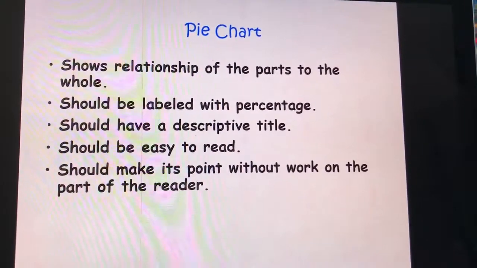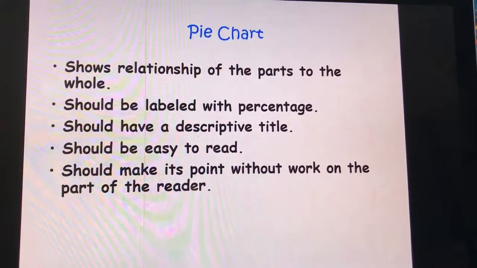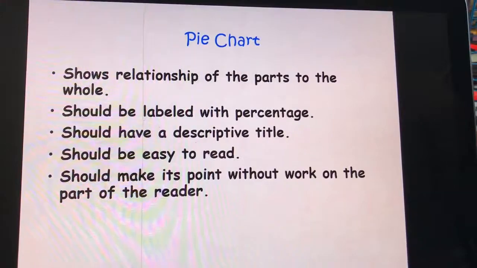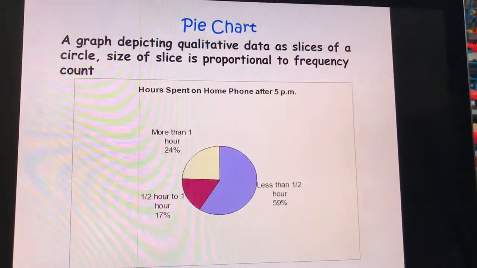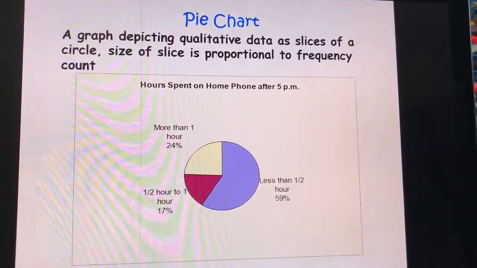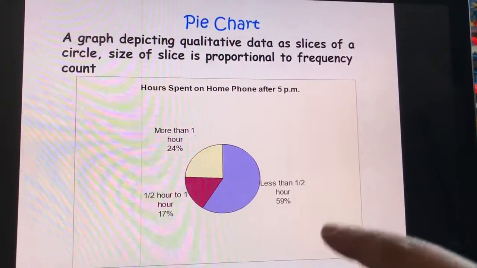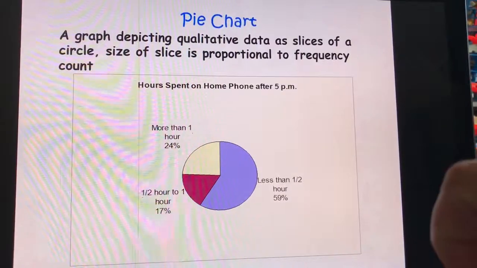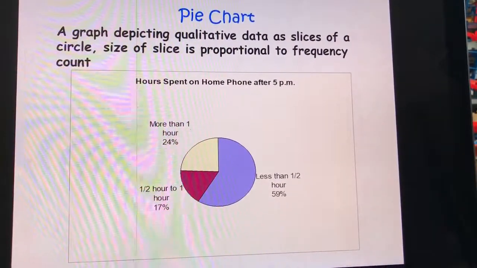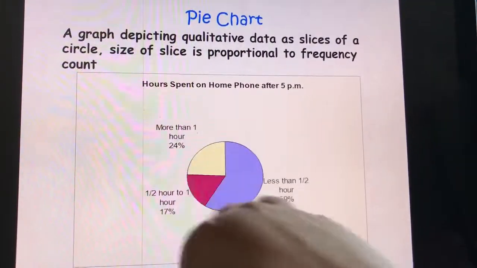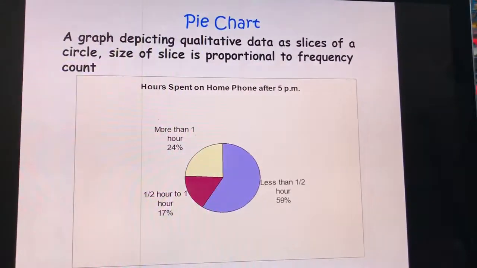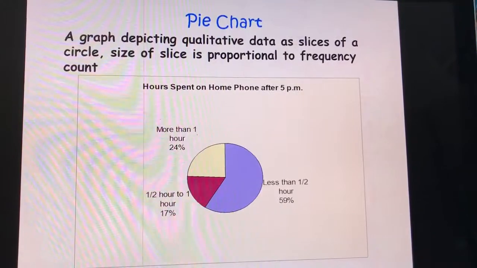A pie chart shows the relationship of the parts to the whole. You need to label those with percentages. Still make a title and make it easy to read. So this is an example of a pie chart. This is for hours spent on the phone after 5 p.m. And it should always have your percentages. You should never just make this and then leave it alone. It's too hard to understand if you don't have percentages there.